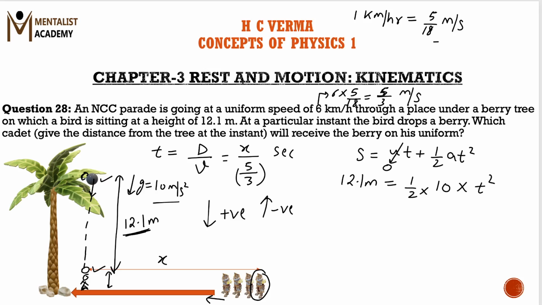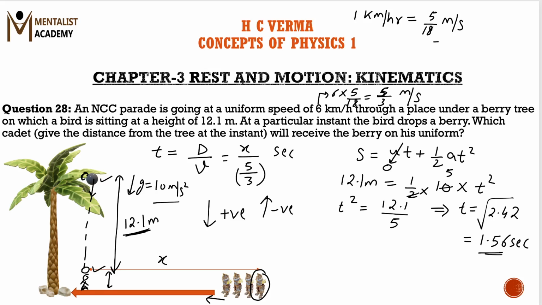So the value of t square comes out to be 12.1 divided by, let's cancel 2 with 10 and it becomes 5. This implies the value of t is equal to under root of this, which is approximately 2.42, which is equal to 1.56 second approximately.